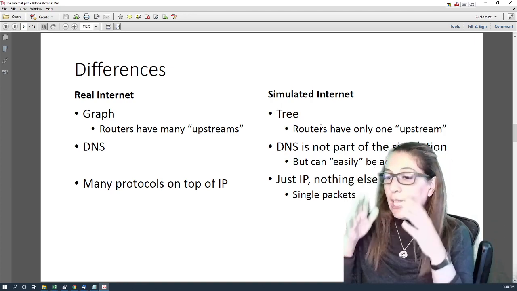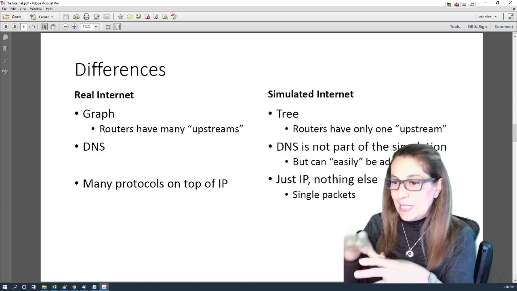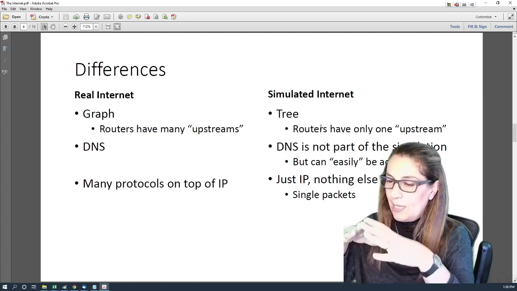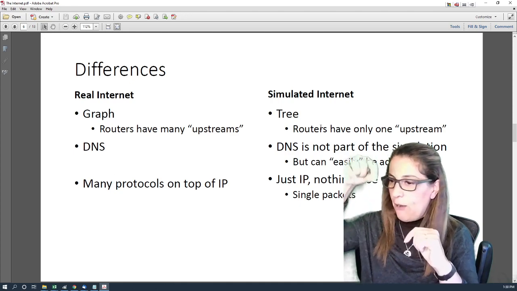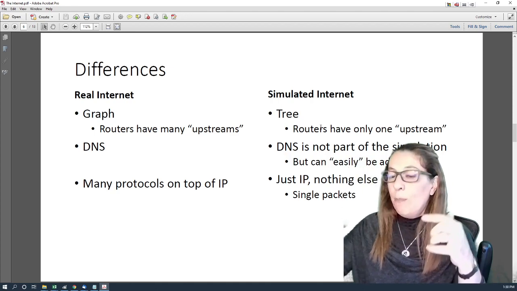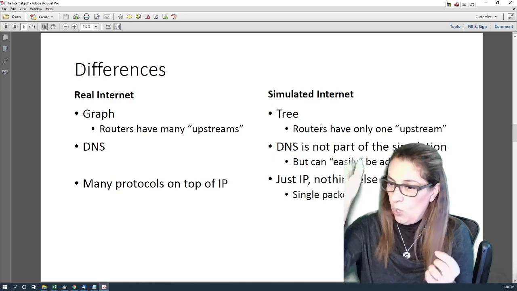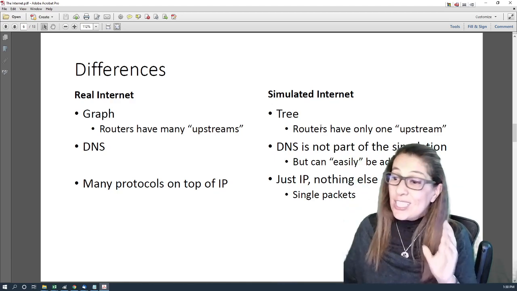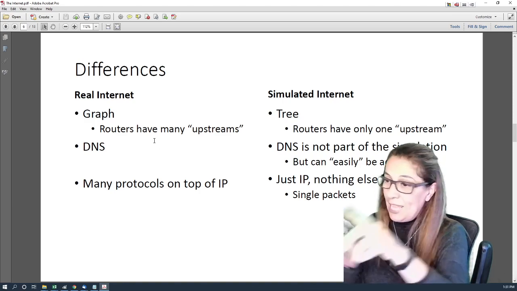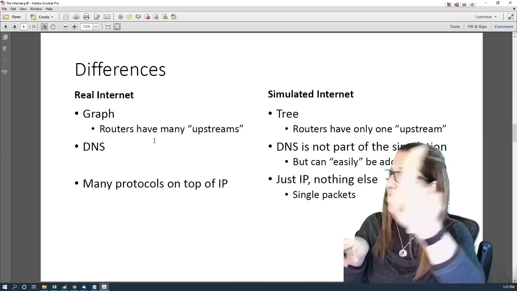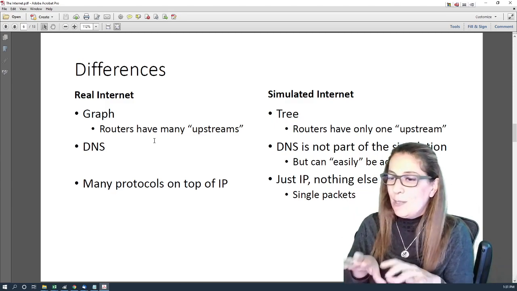So in our simulated internet, these links are strictly hierarchical. It's just a straight tree. Each parent can have many children, but each child can only have one parent. There's only one upstream, so that's a tree. That's not the case in the real internet, where routers can have many upstreams, so they can have many routes to send packets to. And that's a good thing because it makes it a little bit more reliable.